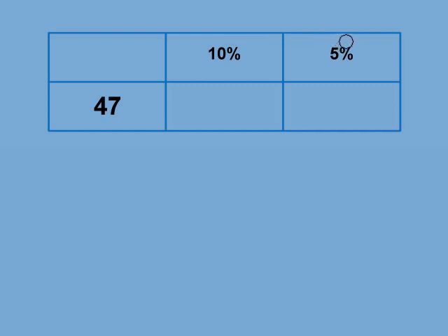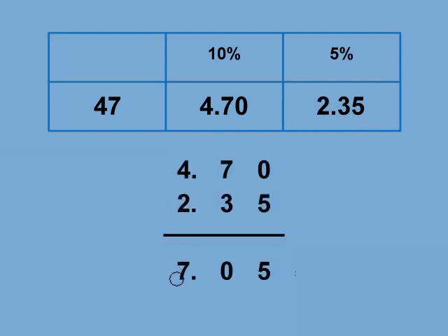Let's use this table to make these separate calculations. 10% of $47 is $4.70. And half of this value is the 5%, or $2.35. Combining these terms, we get $7.05. Rounding to the nearest dollar, we get $7.